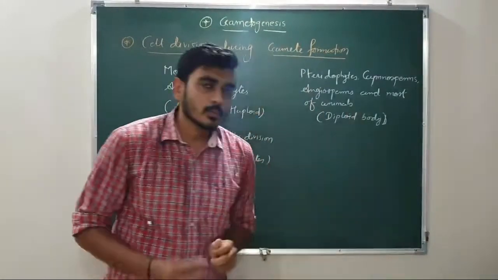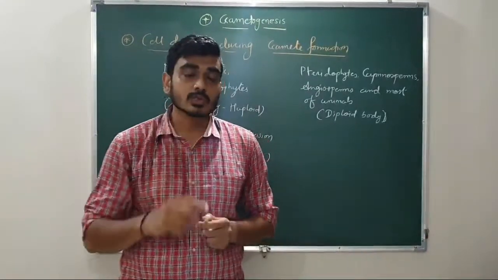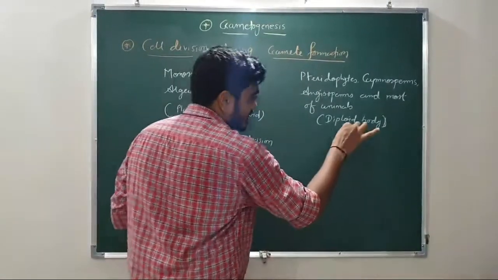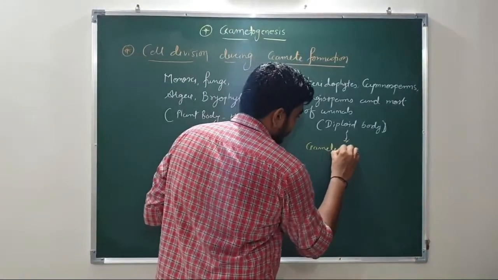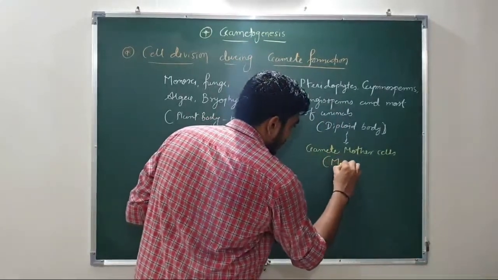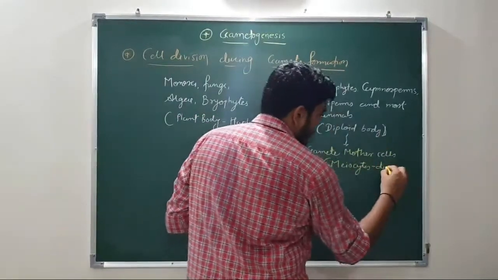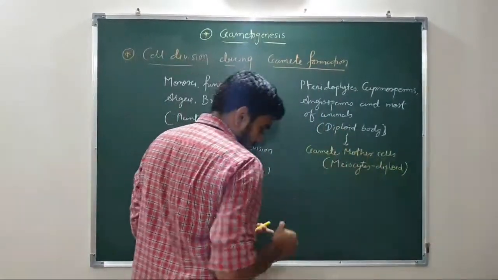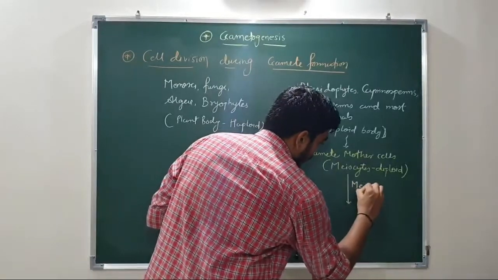So in this diploid body, some cells are specific, which are responsible for the formation of gametes, and those cells are known as gamete mother cells, or meiocytes. These meiocytes are always obviously diploid in nature. Now these gamete mother cells or meiocytes undergo which division? Meiotic division, that is reductional division, for the formation of gametes.